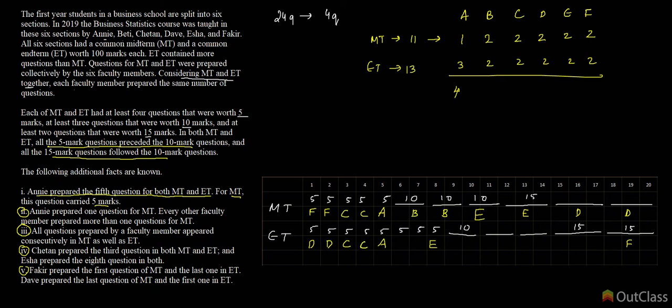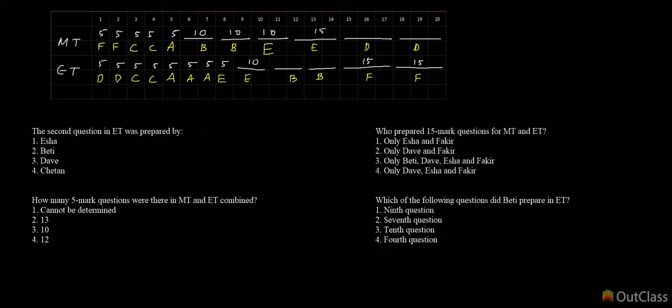DD, CC, AAA, EE, FF, and BB. That is basically the full solution. We can use this table to solve all the questions. Let's look at the questions.